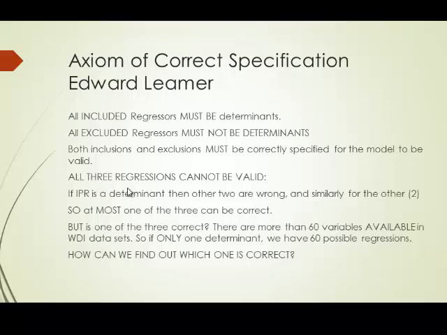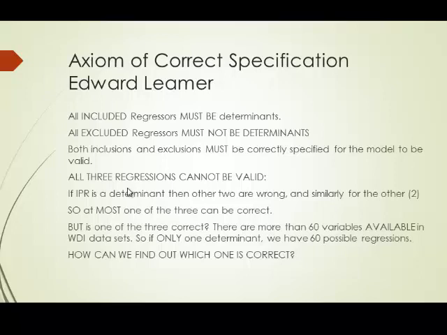So many people have done this. Now the issue is that this leads to about 2 to the 60 models, which is a huge number, millions and millions and maybe trillions and billions. So how can we find out which one of these trillion models is the correct one?